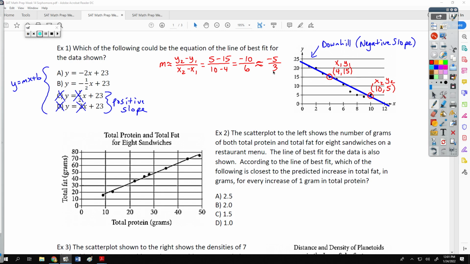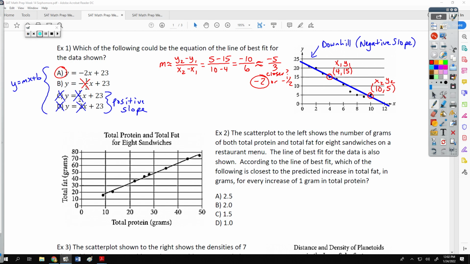Okay, so if we're looking at this and our choices are negative 2 or negative 1/2, we would ask ourselves which one is closer, and the answer would be negative 2 is closer. So we would rule out negative 1/2 because it's not steep enough, and we would pick choice A. Okay, so again, it's not an exact slope, it is an approximate slope. So the best equation for the line of fit for that data would be y equals negative 2x plus 23.